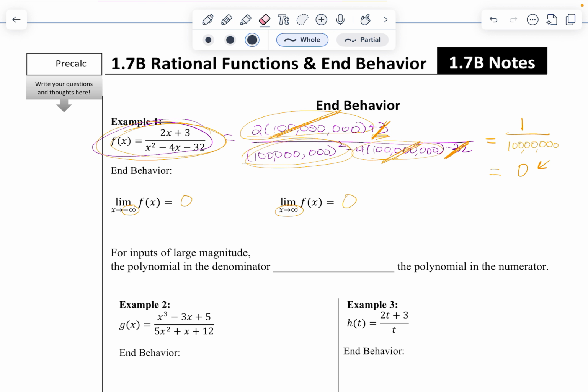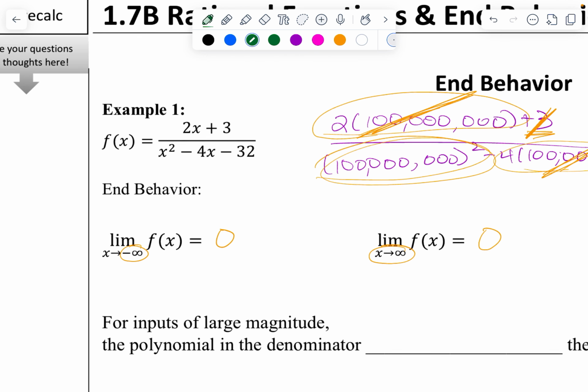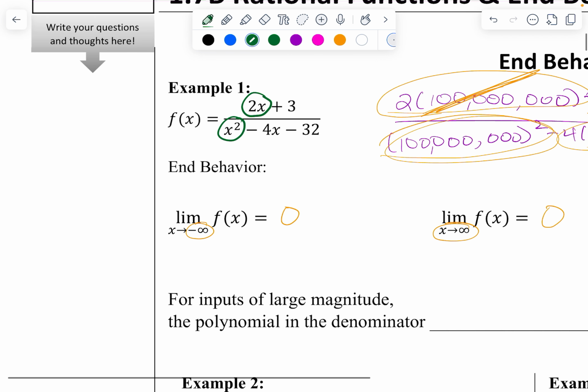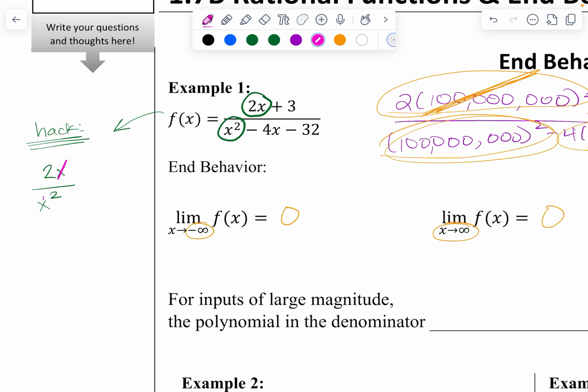Think about the heaviest hitters in the numerator and the denominator. The leading term in the numerator is 2x and the leading term in the denominator is x squared. The shortcut is to compare the biggest degree in the top and the bottom. So we're comparing 2x over x squared. One of the x's cancels, and I'm left with 2 over x.